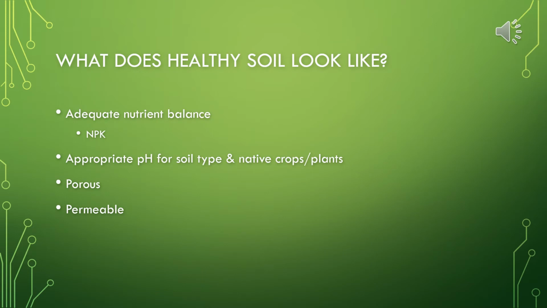So it's important to ask, what does healthy soil look like? Healthy soil has an adequate nutrient balance for its area. And when we talk about nutrient balance, we're talking about nitrogen, potassium, and phosphorus. It also has an appropriate pH for the type of soil and the native crops and plants that live there. It is porous, meaning that there is enough and adequate spaces between the particles of soil. And it's permeable. This allows water to infiltrate through and to drain out, avoiding waterlogging.